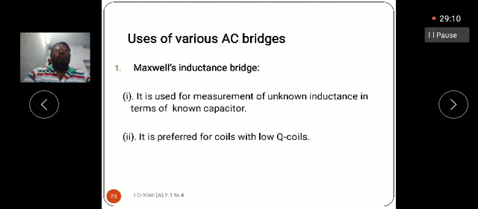The second advantage or use of the Maxwell inductance bridge is that it is preferred for coils with a low quality factor, low Q coils. That is the second use of the Maxwell inductance bridge.